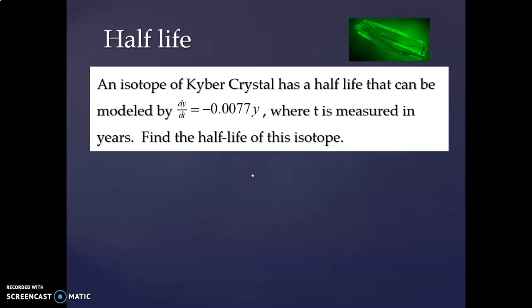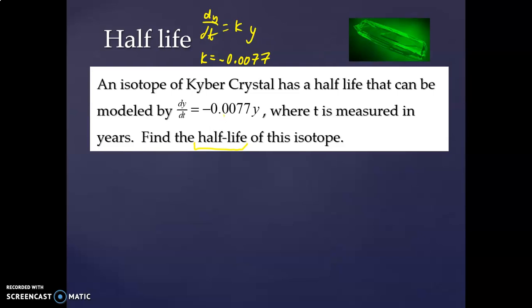Looking at this next one, an isotope of kyber crystal has a half-life that can be modeled by dy/dt equals negative 0.0077 y, where t is measured in years, and we're trying to find the half-life. So again, this question is pretty different from the last one, but we're using the same main idea. We've got dy/dt equals a constant times y. In this case, my constant is negative 0.0077. It's asking me to find the half-life.